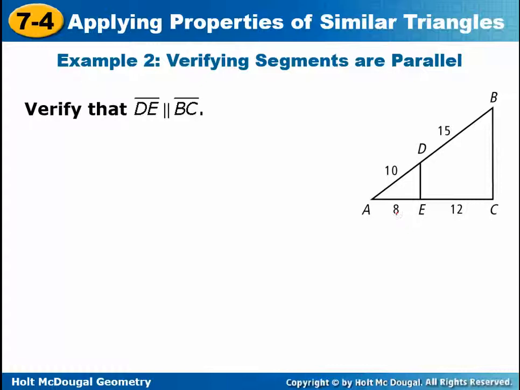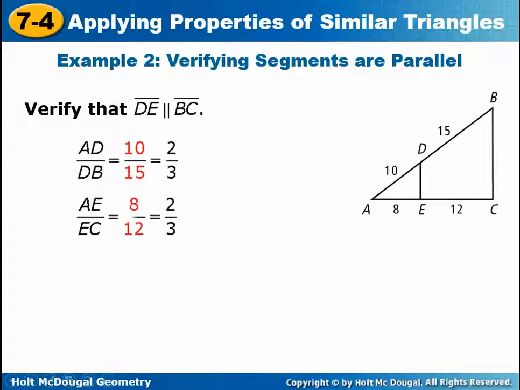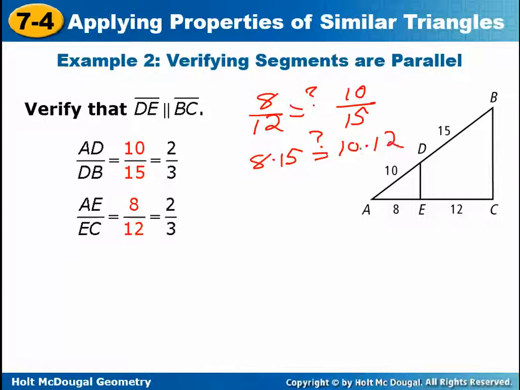So our proportion would be 8 over 12 equals 10 over 15. You can do it as 8 over 12 equals question mark 10 over 15. If these two things are equal, then we have a true proportion. So you can check this by seeing if the cross products are true. Is 8 times 15 equal to 10 times 12? Or you can do what they did. You can simplify each ratio and see if you get the same number.